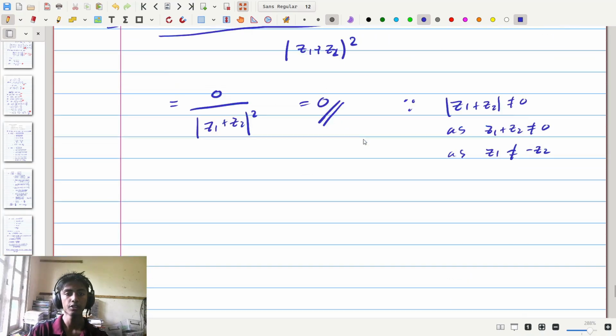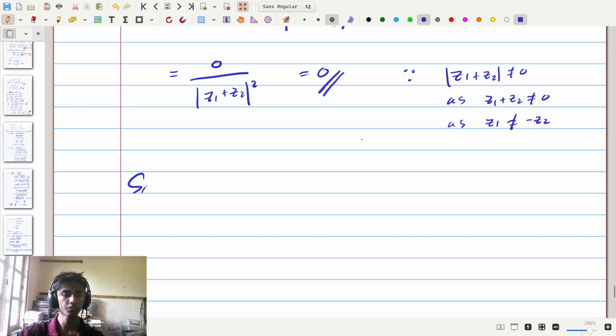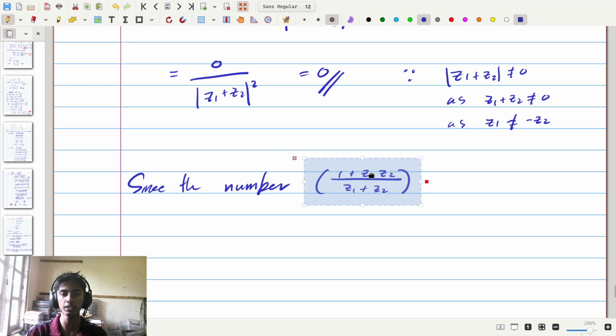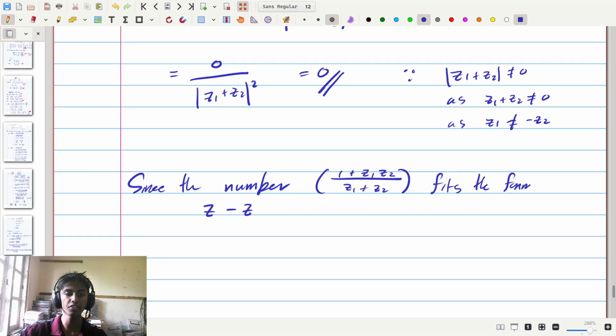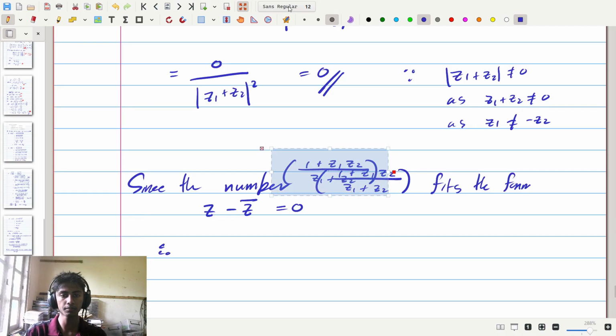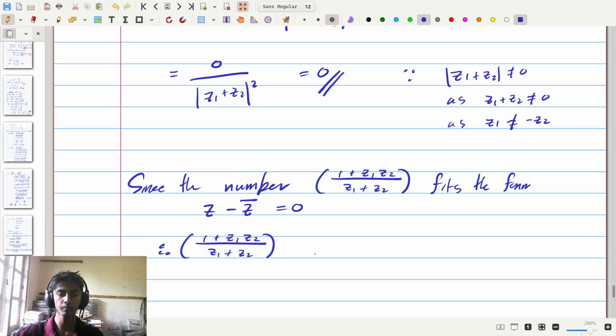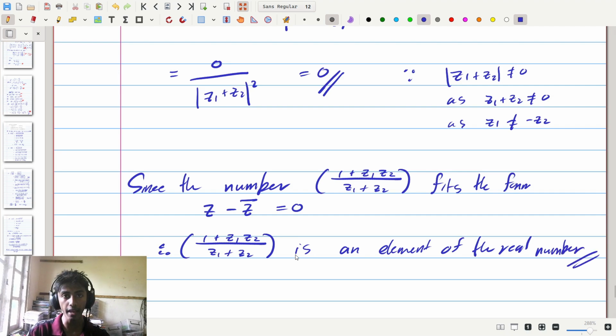Now we can say, since the number, and I'll just copy paste the number because I'm too lazy to write it again, this number fits the form, and we'll write the form of z minus itself conjugate equals 0. We can conclude that therefore the number is an element of the real numbers. So this number is a real number, and with that we are done with this question.